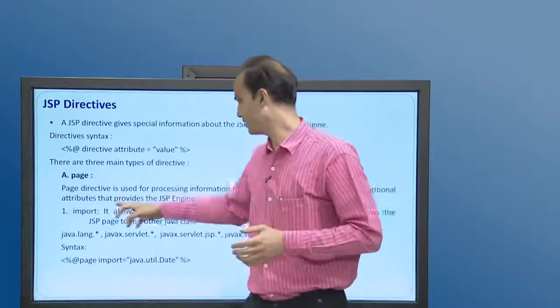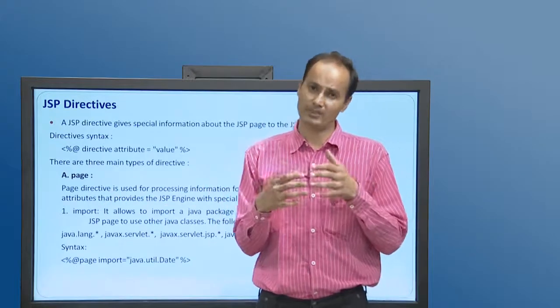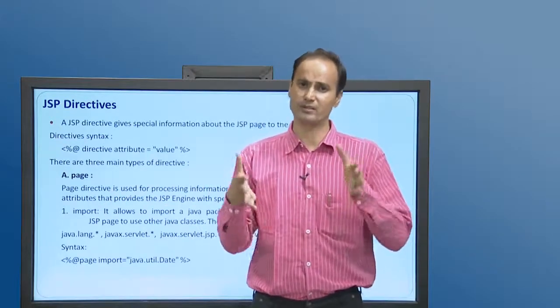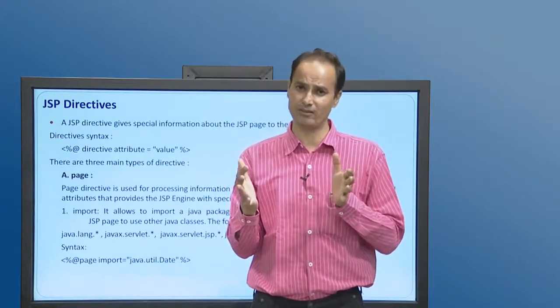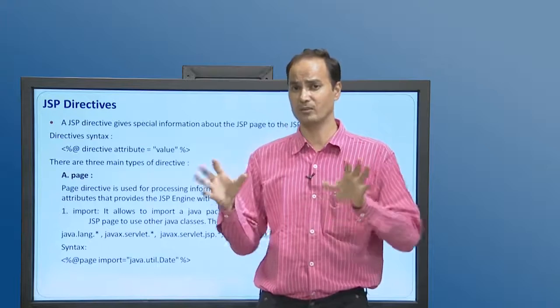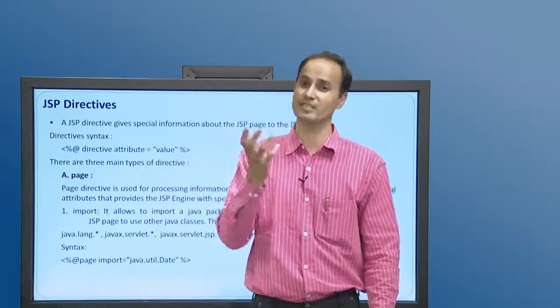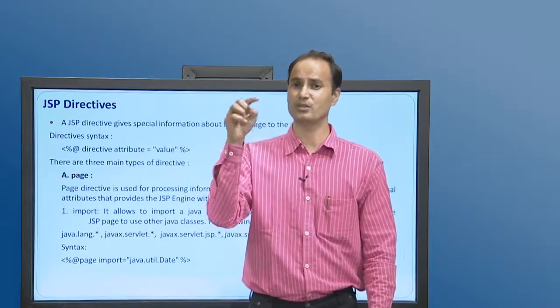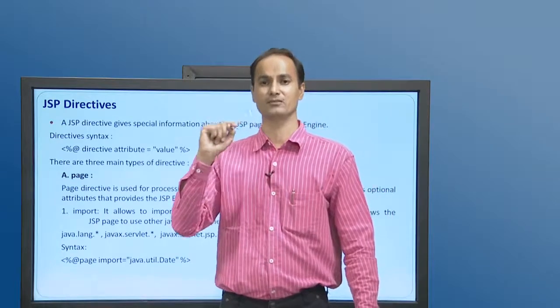Let us see one by one. The first attribute is import. If you want to import different classes in your program, for example if you are writing a JDBC application in a JSP, then you need to import the java.sql package. In a simple Java program we write import java.sql.*, but in JSP you can't write an import statement, so you have to import this package using the page directive.